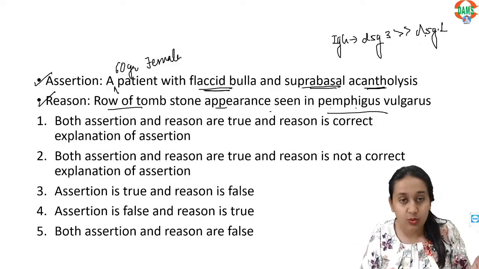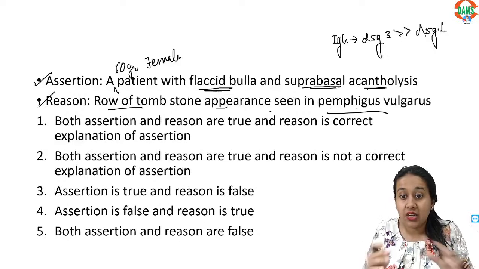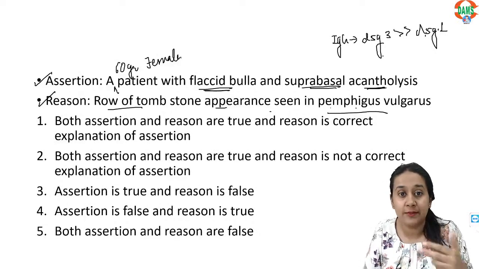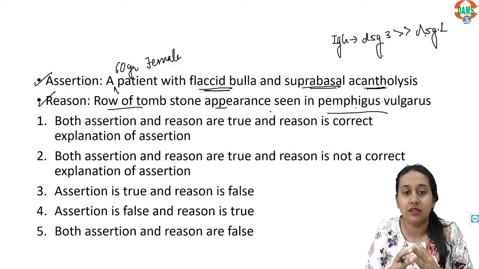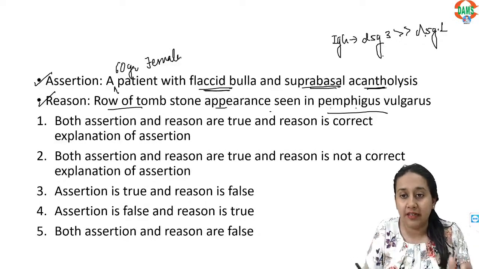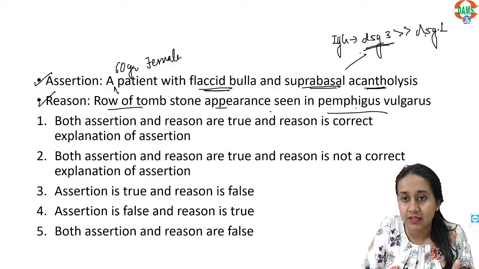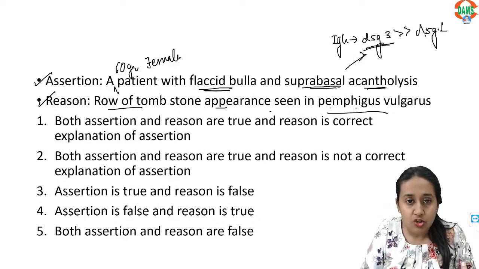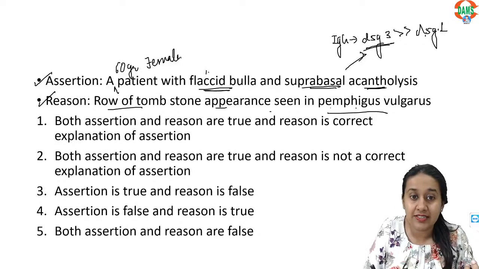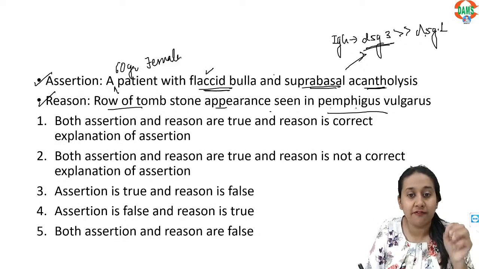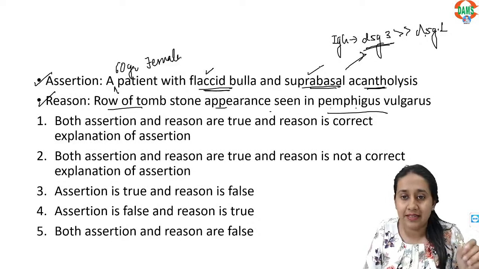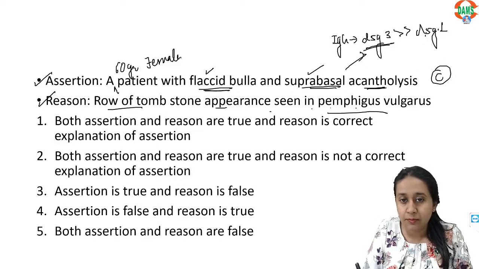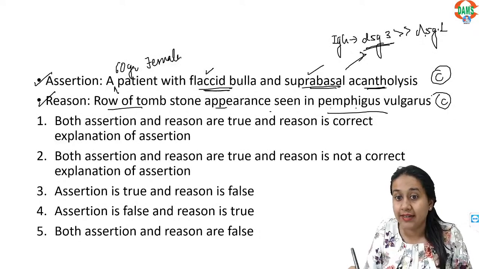Okay, so that was the question. In pemphigus vulgaris patients, because of antibodies against desmoglein, you see a very classical suprabasal split, because desmoglein 3 is more common at the lower levels of the epidermis. So option number 1 is correct: because it is an intraepidermal split, it becomes flaccid, and it is a suprabasal acantholysis. This is a correct statement, true. Row of tombstone appearance is also seen. This is also a correct statement.